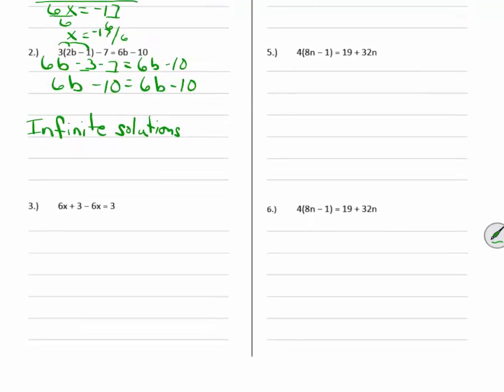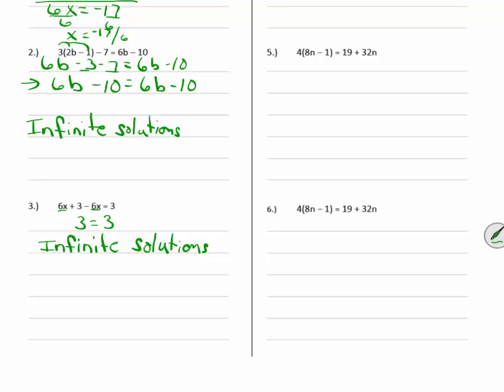Number 3, when I put my like terms together, 6x minus 6x, those cancel out. So I'm left with 3 equals 3. This is another example of infinite solutions. So whether you wait until you get to the very bottom, or whether you realize it up here in this step, either way, right?